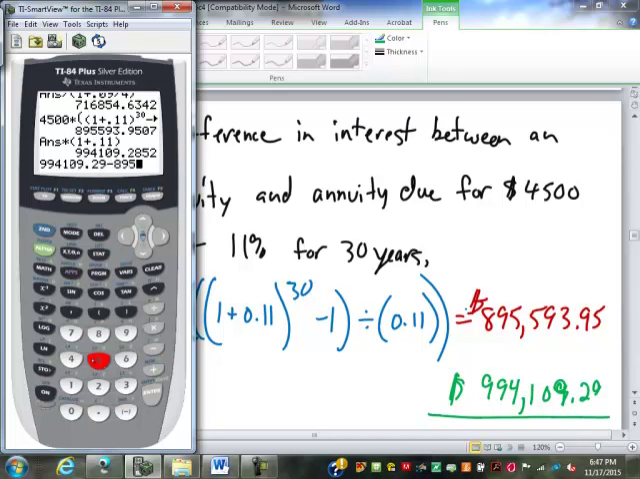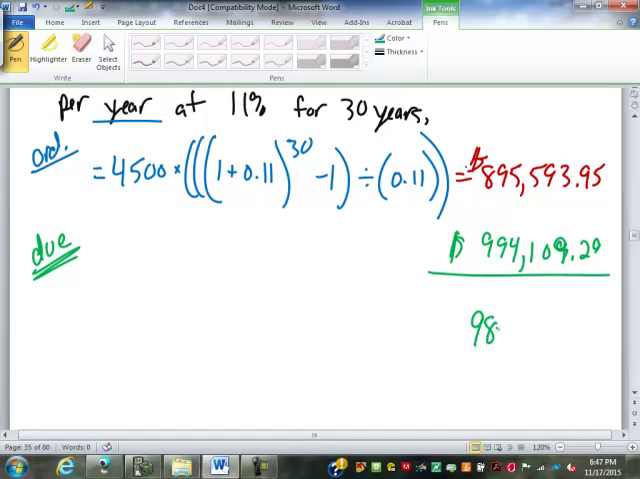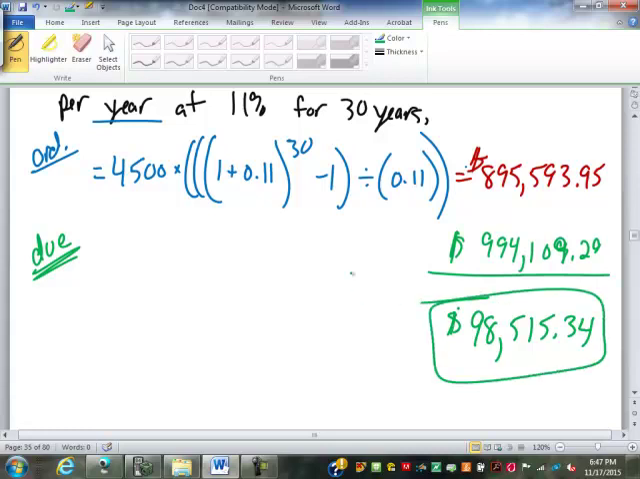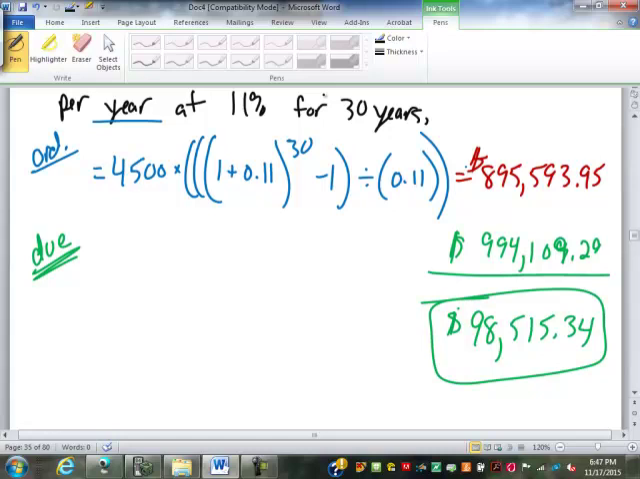$895,593.95. So the difference is $98,515.34. I take that as a good sign. Okay, any questions on that? So that's our annuity due.